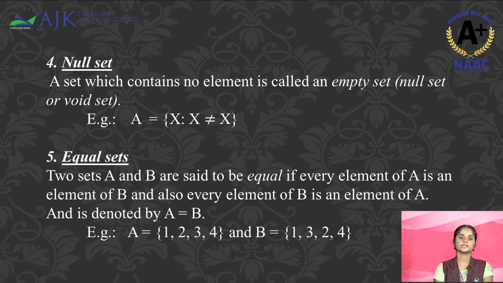The next set is the equal set. Two sets A and B are said to be equal if every element of A is an element of B and also every element of B is an element of A. It is denoted by A equal to B. For example, we are considering a set A equal to {1, 2, 3, 4} and we are considering a set B equal to {1, 3, 2, 4}.